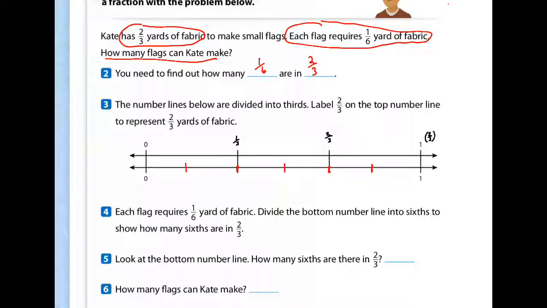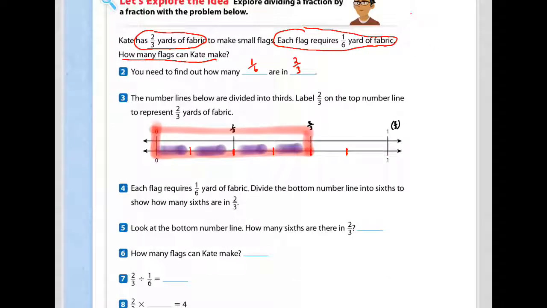Now 5 says look at the bottom number line. How many 6 are there in 2/3? So what I'm going to do is shade that again. Okay, so remember, here is my 2/3, and here are my 6. There's 1, 2, 3, 4. So there are 4/6 in 2/3. Oops, I still have it on highlighter. Sorry about that. Okay, so the answer to 5 is 4, or you could say 4/6. Either one of those is fine.